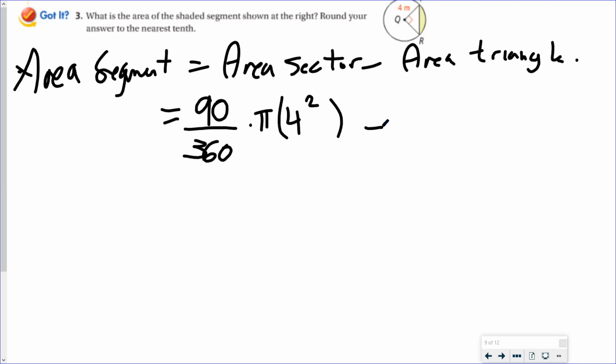As we said, if you want to find the area of the triangle, we need to find half. Let's imagine that this is my base and this is my height. This is a 45, 45, 90 triangle. So what is the base here? It is 4. And what is the height? It's also 4.